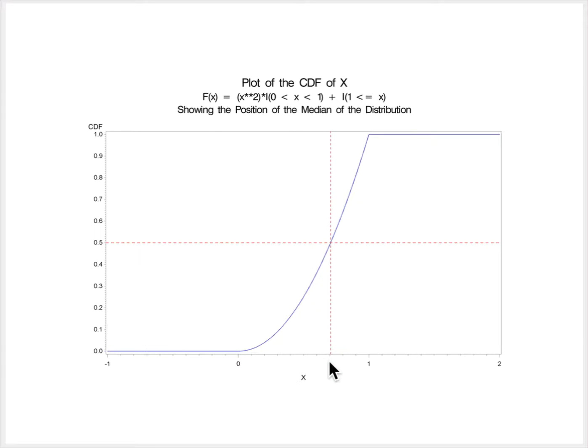Now, suppose that we hadn't gone through that calculation. We could still graph the CDF, draw a horizontal line at the desired percentile level, in this case 0.5, and we could get a pretty doggone close approximation to the median of that distribution by just hand drawing a vertical line through the point of intersection of the level and the CDF.